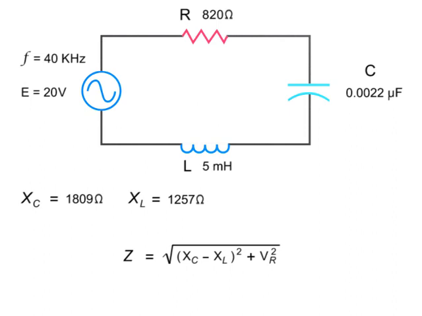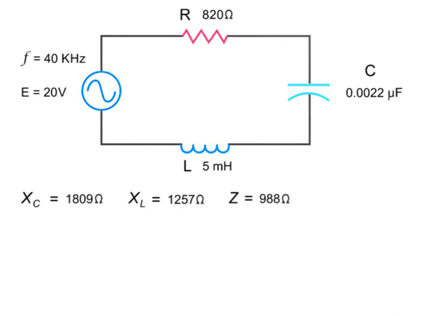To calculate the total impedance of the circuit, take the square root of the capacitive resistance minus the inductive resistance, squared. Add to this the resistance of the resistor squared. Thus, taking the square root of 1,809 ohms minus 1,257 ohms, squared, plus 820 ohms squared gives you 988 ohms.